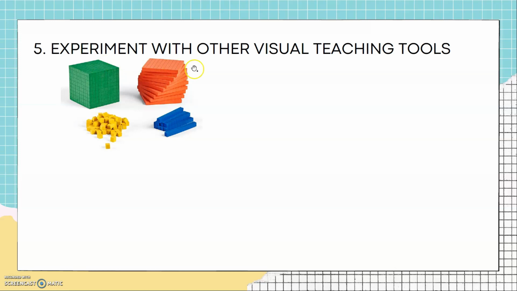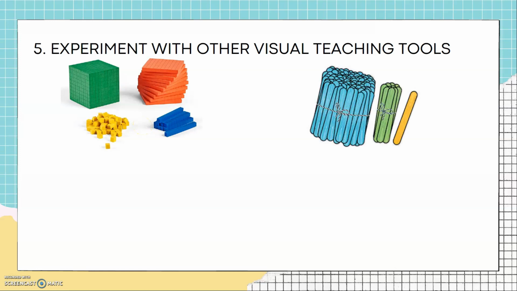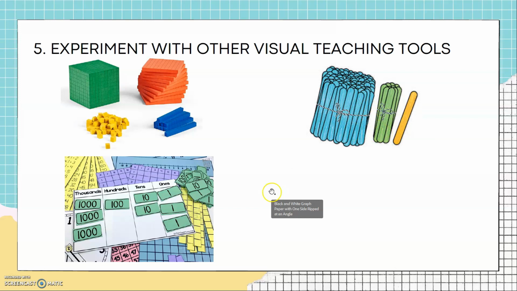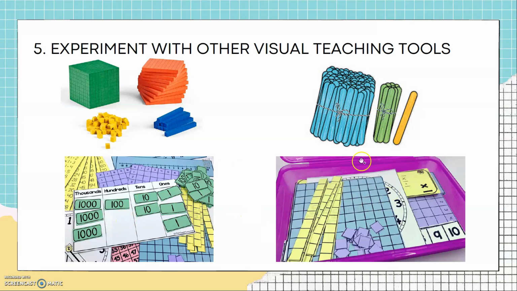Next, experiment with other visual teaching tools. Let's say, for example, these blocks. Also, popsicle sticks. Next, we have these number cards and these boxes. So this one will serve as the ones, and this one will serve for tens. This one is for the hundreds, and this cube is for the thousands.